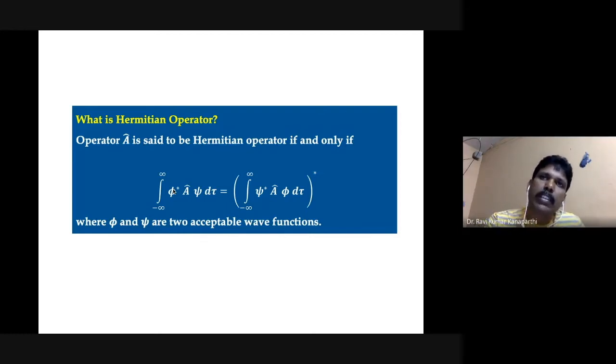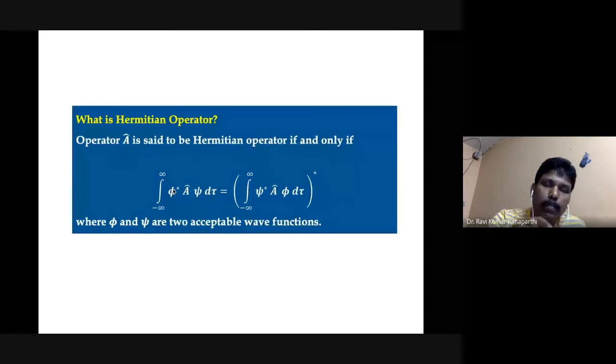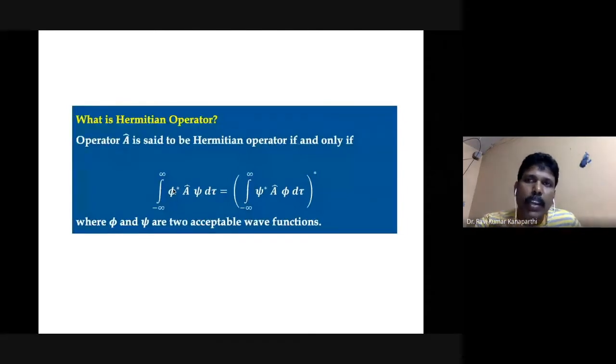Suppose that function has an I, the imaginary i. Then to get the complex conjugate of that particular function, you just replace it with minus i. Let me give an example. We have a function e to the power ix.